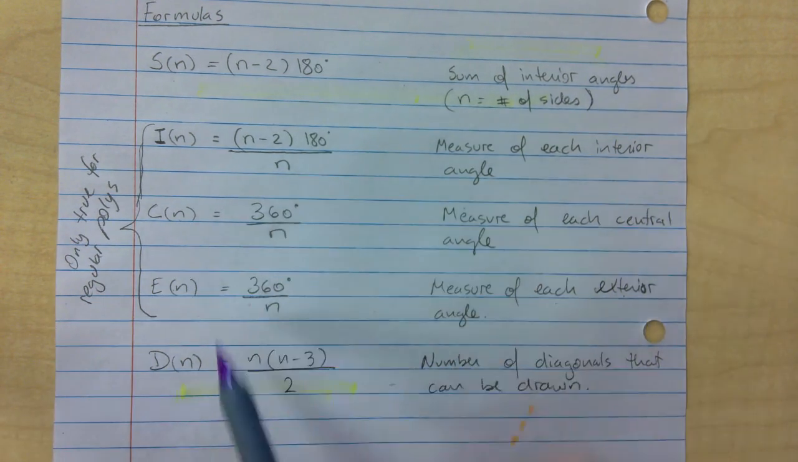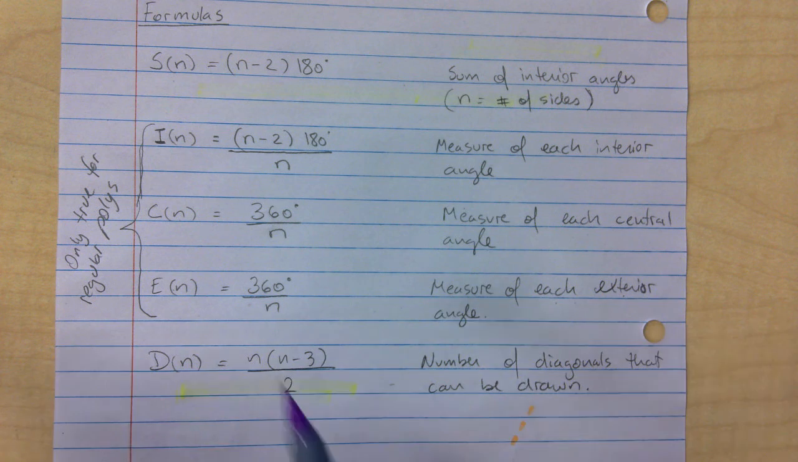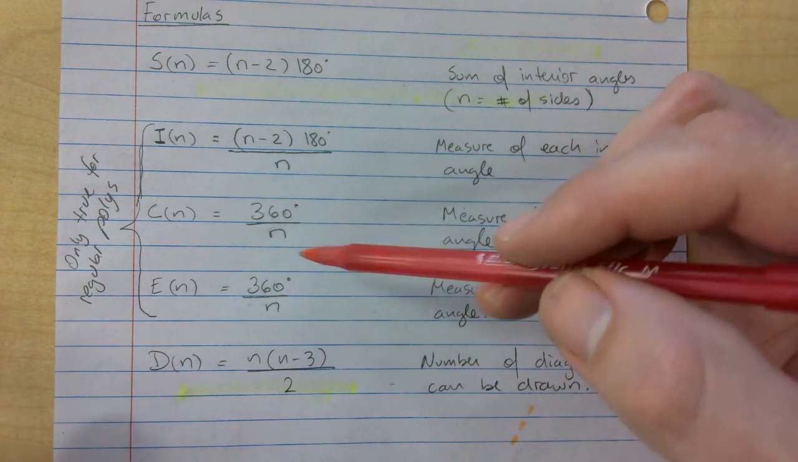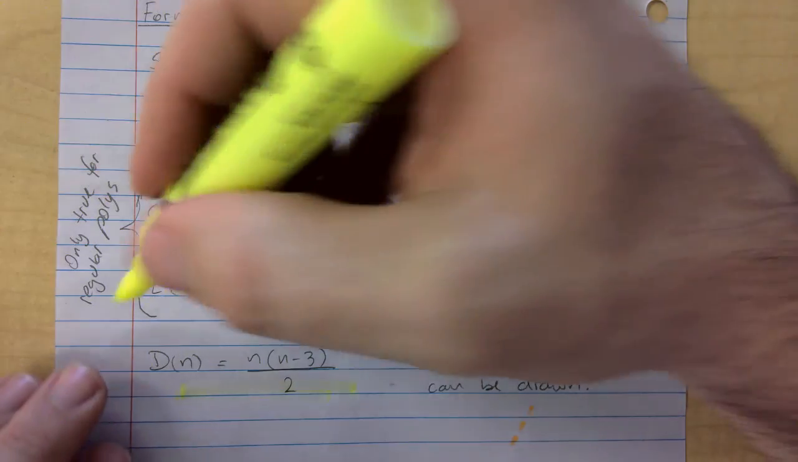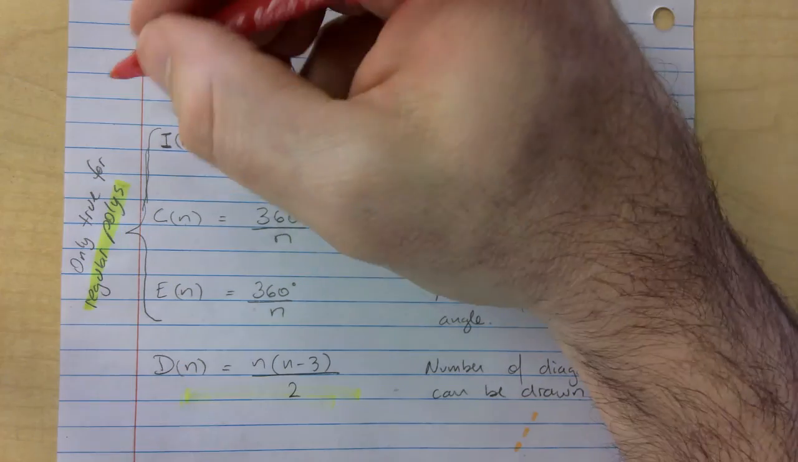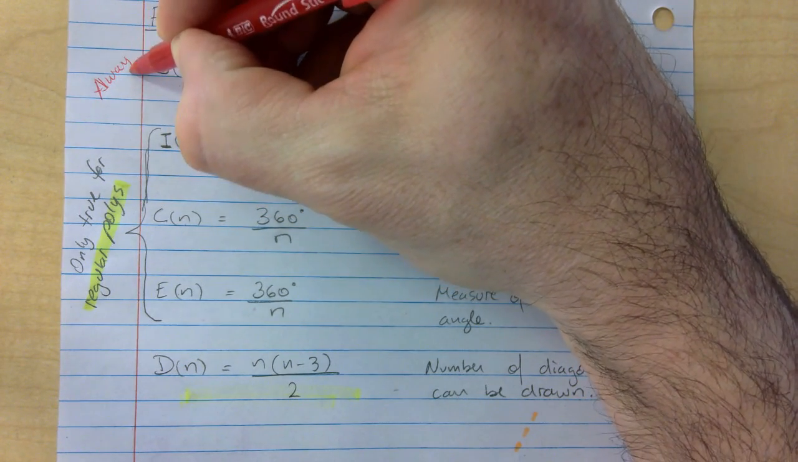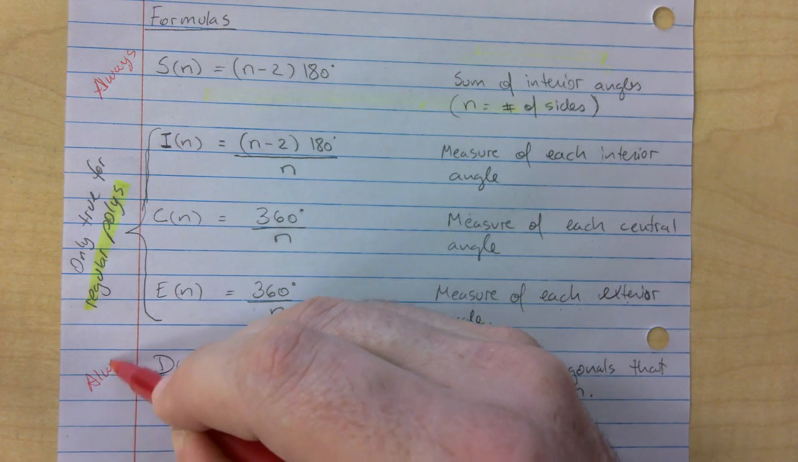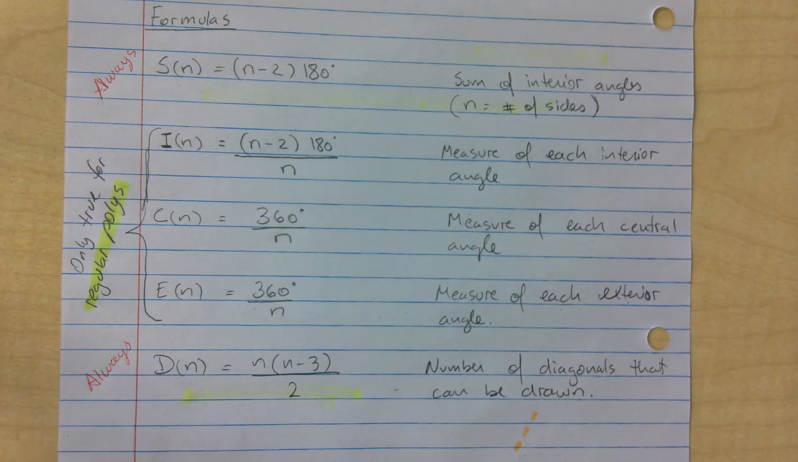So those 3 only apply if it's a regular polygon, because you're assuming they all measure the same. So when you're dividing by the number of sides, you're assuming they all measure the same. That's why when it's divided by n, watch out, that is only going to be true for regular polygons. And this is always true. And this is also always true.